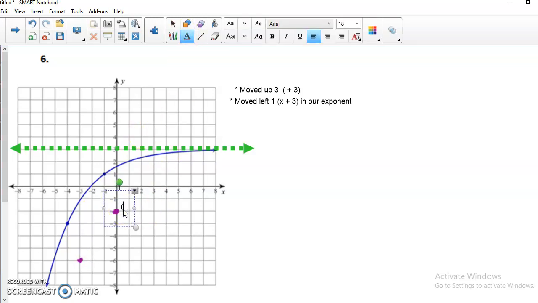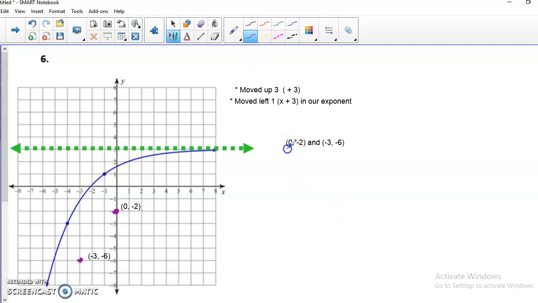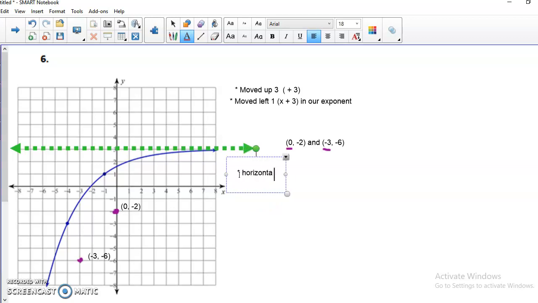So we have a coordinate here at 0, -2. And we have a coordinate here of, what is that? -3, -6. Okay. I'm going to write these over here. So we have 0, -2, and -3, -6. All right. So if we look at our x coordinates, you should see we jump from 0 to -3. That tells us right there that we have a horizontal stretch of 3.